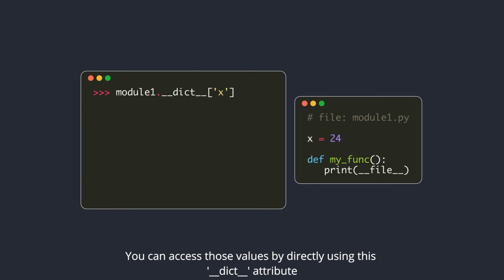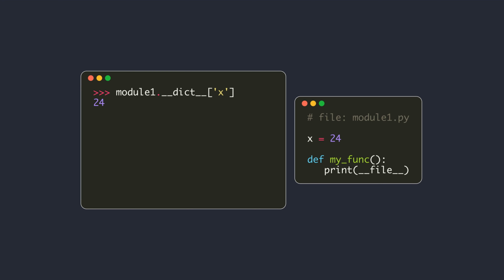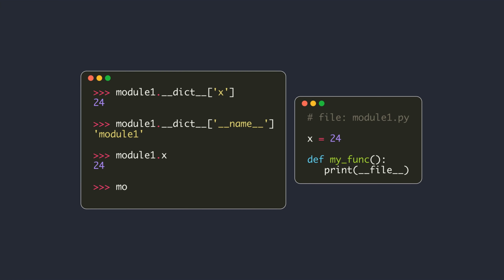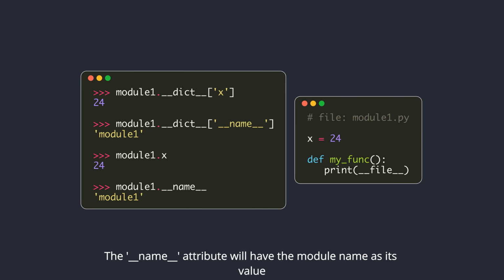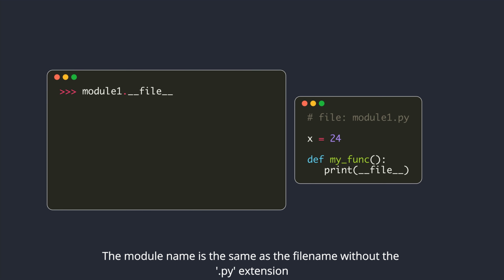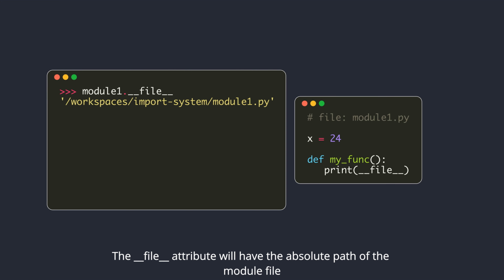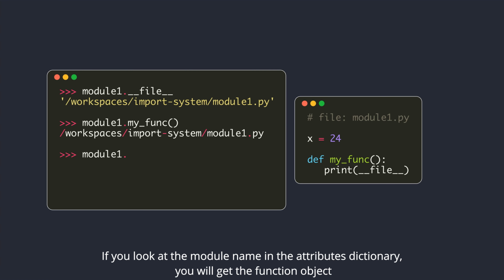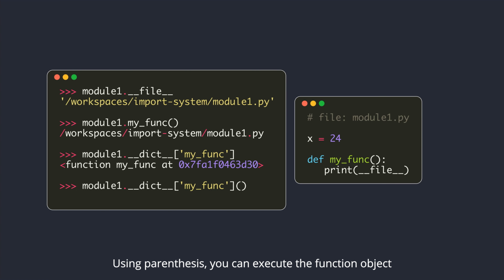You can access those values by directly using this dunder dict attribute. Python also provides an easier way to access these attributes using the module name.attribute name syntax. The dunder name attribute will have the module name as its value. The module name is the same as the file name without the .py extension. The dunder file attribute will have the absolute path of the module file. You can call the function declared in module1 using this syntax. If you look at the function name in the attributes dictionary, you will get the function object. Using parentheses, you can execute the function object.